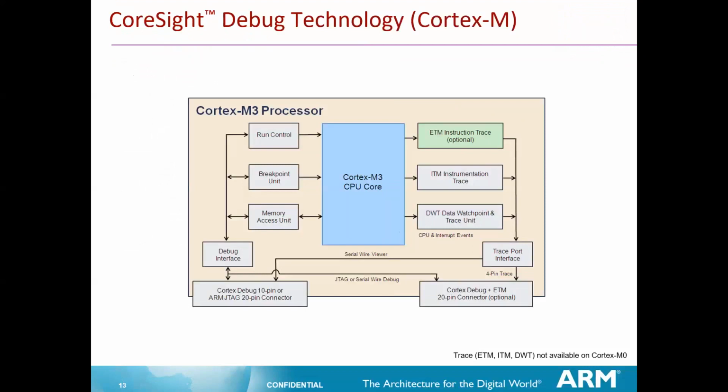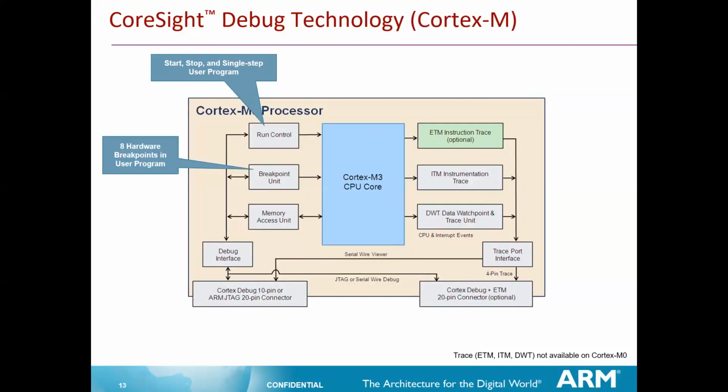So maybe the same thing, a bit more elaborate way to show the various debug blocks in the Cortex-M processor, how they are interconnected, how the TPIU trace port interface unit is connected, all those. So run control is we can start the code, stop the code, single step through the application program. The breakpoint unit here is a merging of flash patch and breakpoint and data watchpoint. So totally 8 hardware breakpoints.